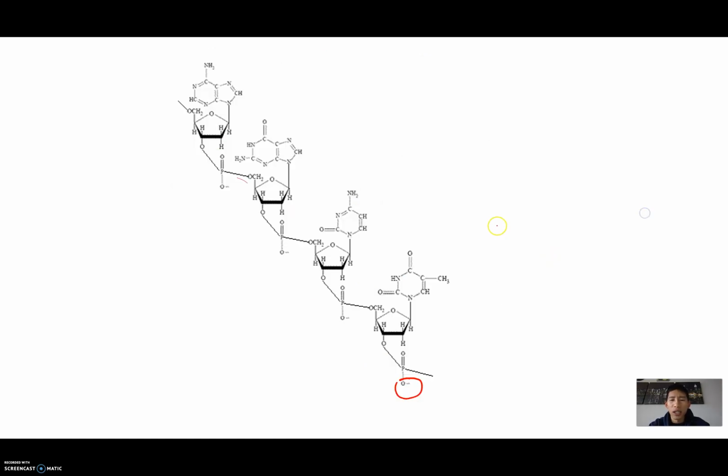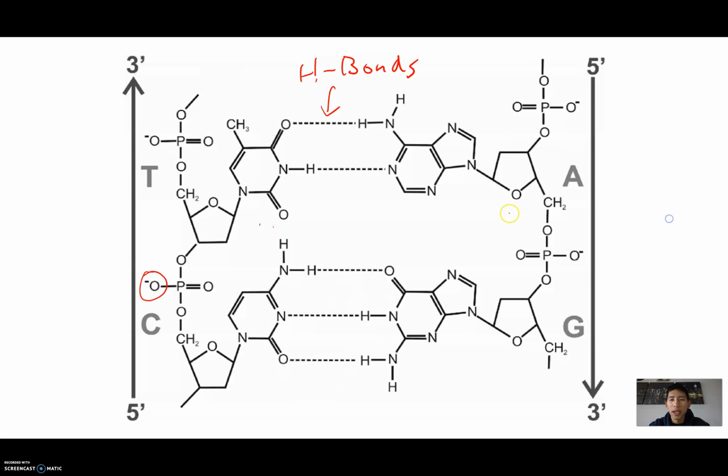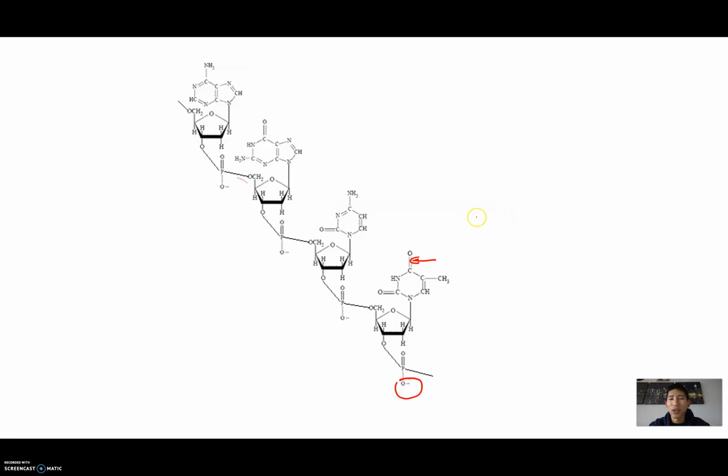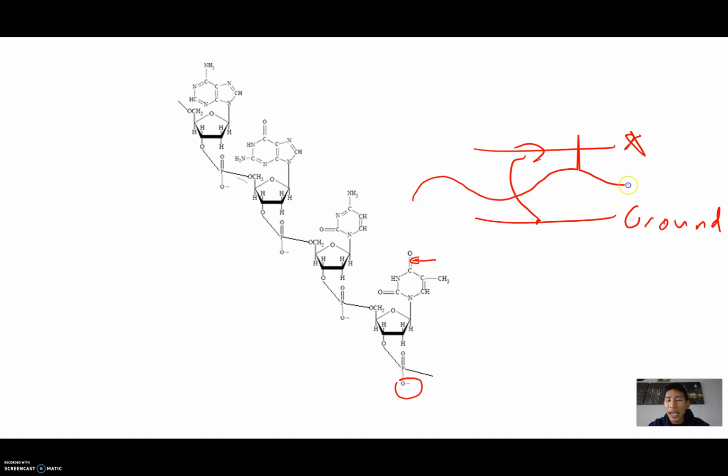UV radiation can be absorbed by these compounds and specifically by their double bonds. And this will tend to excite those electrons. Remember, we've learned about how electrons can be excited from the ground state to the excited state by the absorption of light. And this happens specifically for double bonds. Double bonds can absorb UV radiation to go into the excited state.